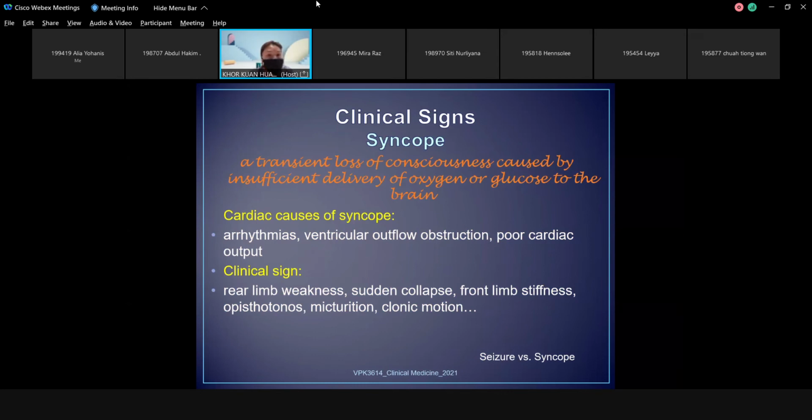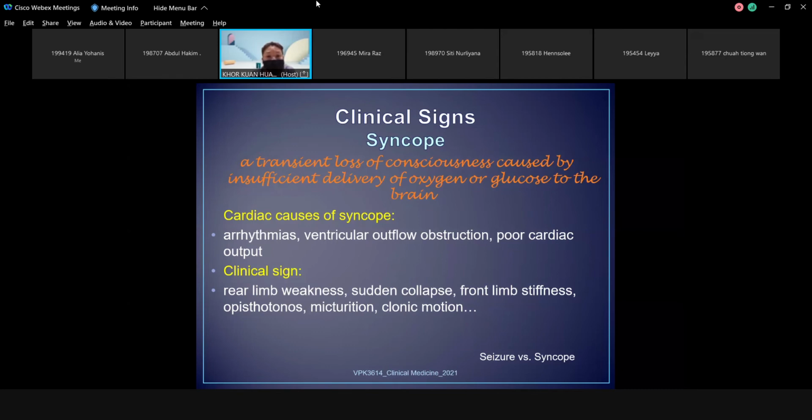Okay, let's move on to syncope. Syncope is a transient loss of consciousness caused by insufficient delivery of oxygen or glucose to the brain. So there are many cardiac causes of syncope. It could be arrhythmia. The arrhythmia means the rhythms are not right. So you can have bradycardia, slow heart rate, the cardiac output is very poor, and suddenly the dog was exerting, wanting to do something, the heart could not give a proper cardiac output to the brain, suddenly faint and collapse.